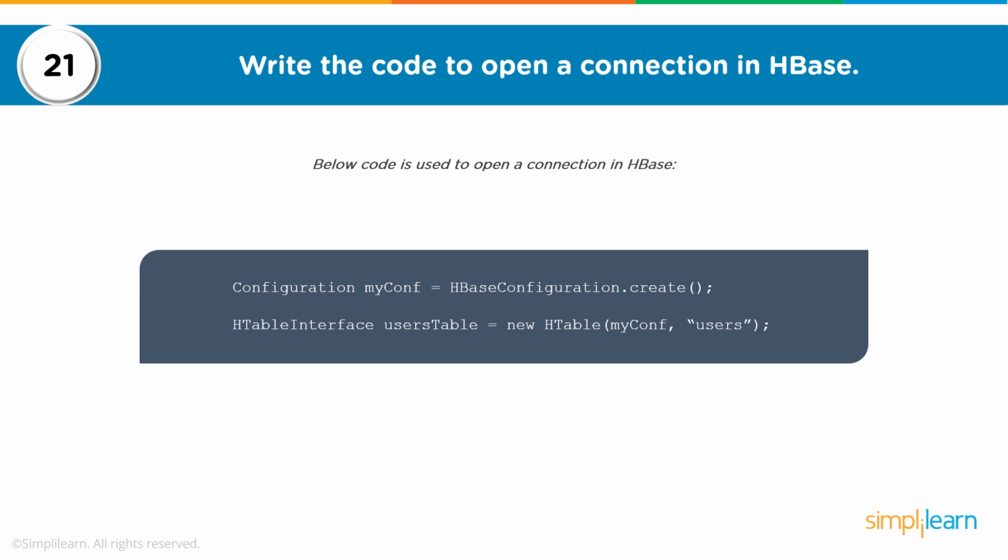programmatically. In that case, we have to create a configuration object, that is Configuration myconf. And then you can use different classes like the HTable interface to work on a new table. You could use HColumn qualifier and many other classes which are available in the HBase admin API.